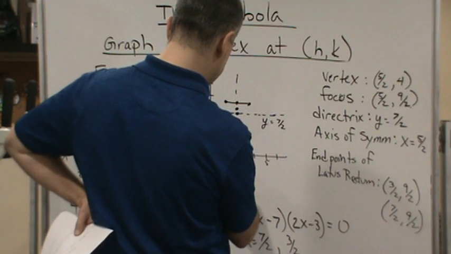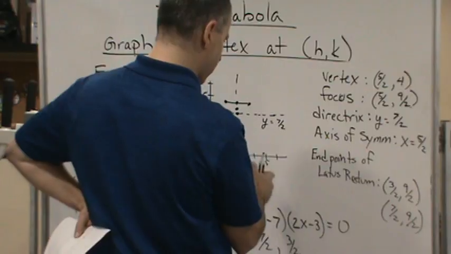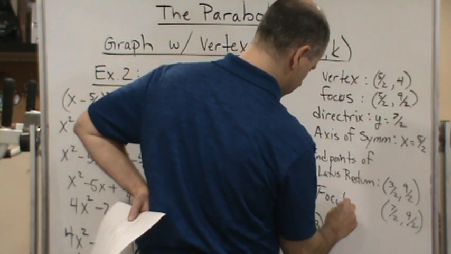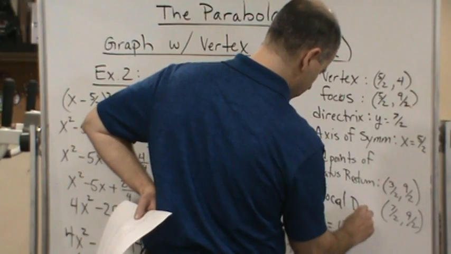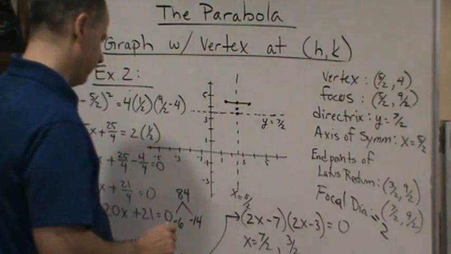Okay, and the focal diameter is the length of the latus rectum, which we know now. It's at 2.5, so it's 1 unit to the left and 1 unit to the right, so the focal diameter is 2. Is equal to 2, okay?